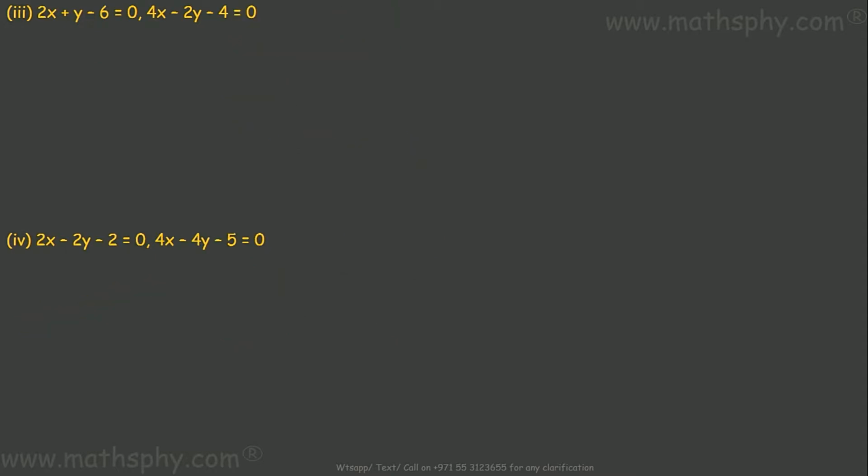This one here, 2x plus y minus 6 equals to 0. 4x minus 2y minus 4 equals to 0. A1 over A2, 2 over 4 means 1 over 2. B1 over B2, 1 over 2 negative, which is not equal. So this will give me intersecting lines, means consistent.